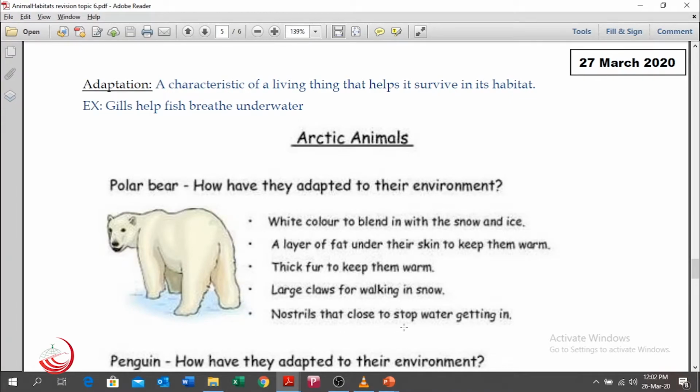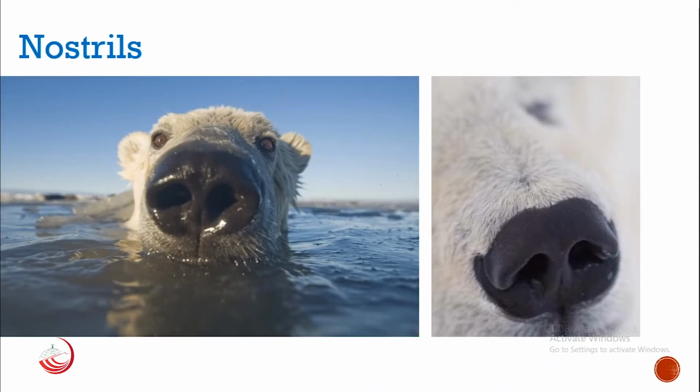Nostrils that close to stop water getting in. These are nostrils. This is a nose. So we all have noses, like we have one nose. In one nose, we have two holes. These holes, they're nostrils. So this is one nose, two nostrils. Same thing here. One of his adaptations or features is that his nostrils close because they swim. So his nostrils close up so water will not get in.